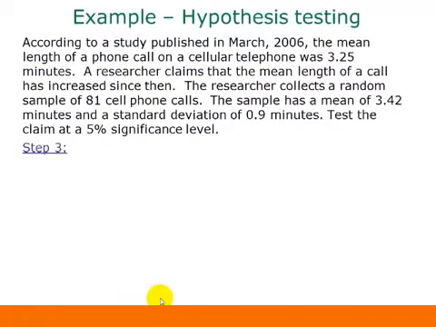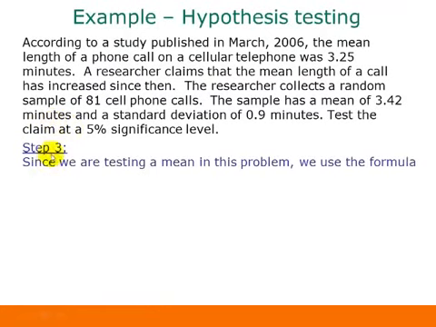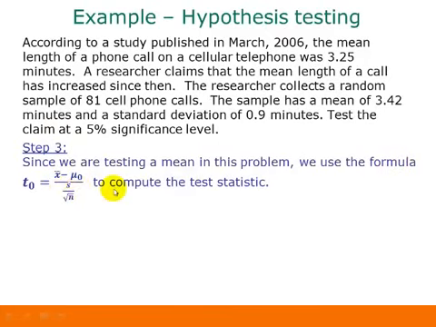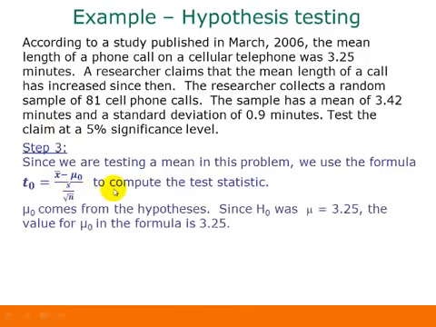Back to our example. In this problem, since we're testing a mean, we're going to use this formula to compute our test statistic. So the mu 0 comes from the hypotheses. Since our null hypothesis was that mu is equal to 3.25, the number that we want to use for mu sub 0 in the formula is the 3.25.